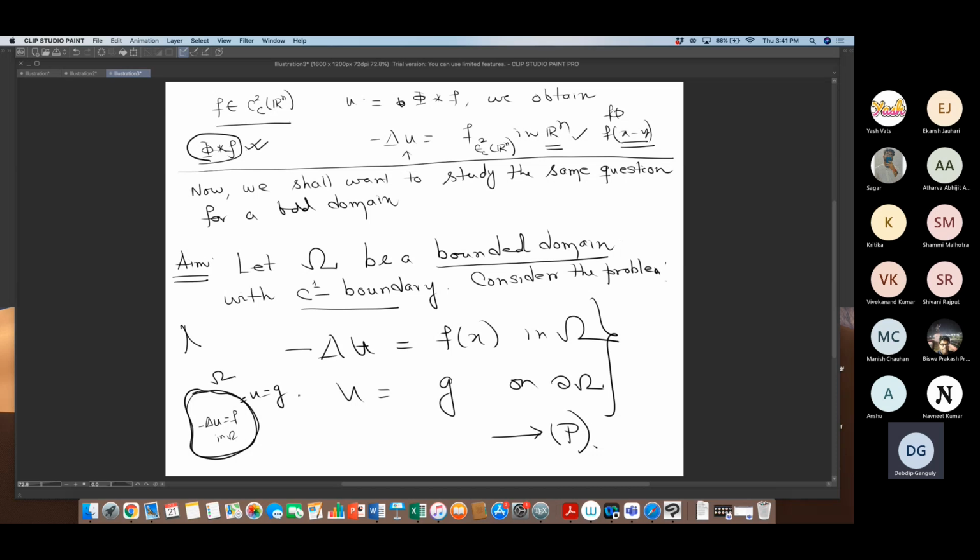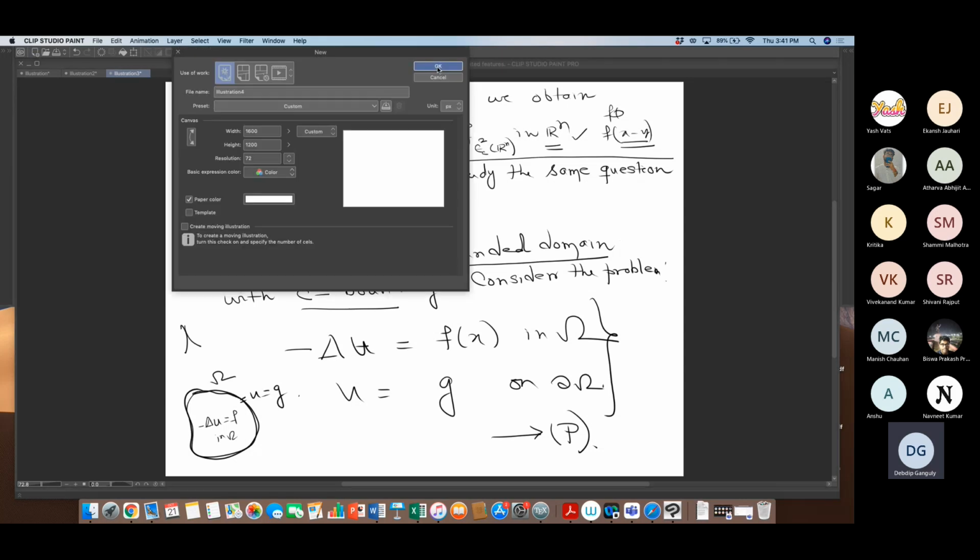Given Ω to be a bounded domain with a C1 boundary, consider the problem minus Laplacian of u equal to f(x). In Rn there is no boundary, so we don't put any boundary condition. That is minus Laplacian of u equal to f in Rn. Now here u equal to g on ∂Ω.